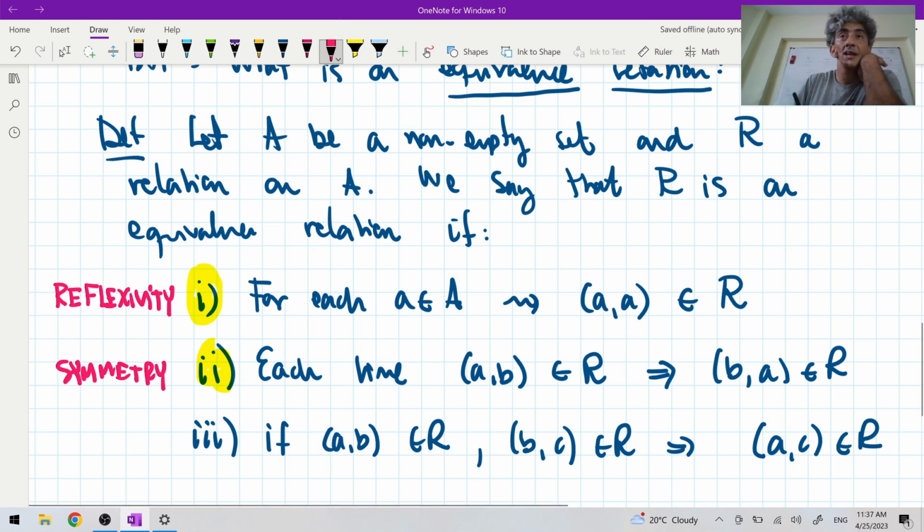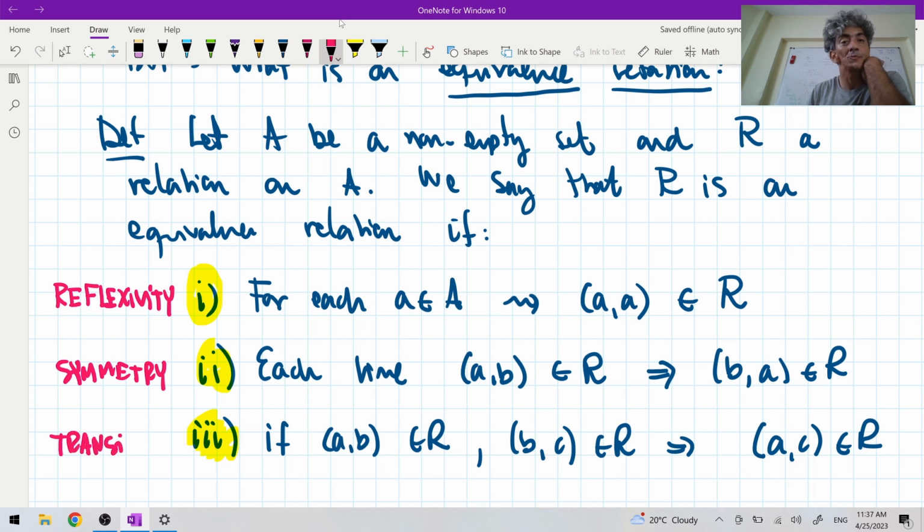Okay, and a relation that satisfies number 3 is what we call a transitive relation. So this is transitivity. So this is what an equivalence relation is. It's a relation that's reflexive, symmetric, and transitive, right? So this is what a relation needs to verify in order to qualify as an equivalence.